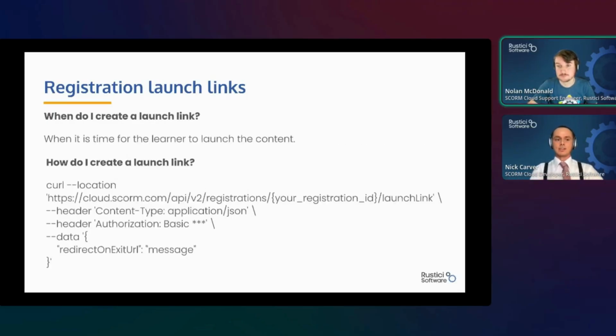Yeah, and then next part, once you've created a registration and a learner is ready to launch, you're going to create a launch link. And this is another pretty simple curl request. This is also to the registrations endpoint, but you'll see that the path also includes the registration ID. And the only thing that's really required is the redirect on exit URL. And we'll talk a little when we get to custom, all the things you can do to customize launch links. But essentially, this is where the player is going to redirect the learner whenever they exit the course.